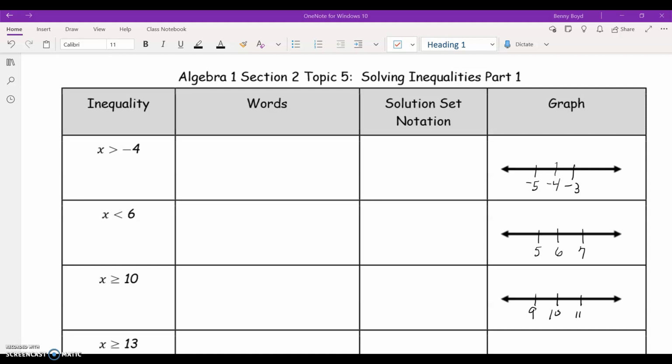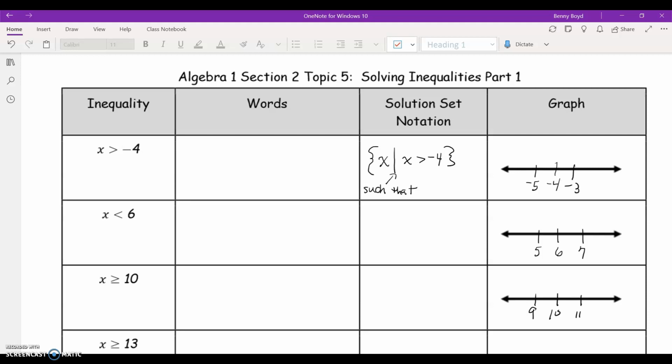To write a solution set in set notation, anytime we're writing a set in algebra, we use braces, and braces are these symbols right here. You find those on your keyboard next to the letter P. So we use braces when we want to indicate a set. The way we use set notation is we draw our brace, we put our variable, and then we draw this line here, and this line represents the words "such that": x is greater than -4.